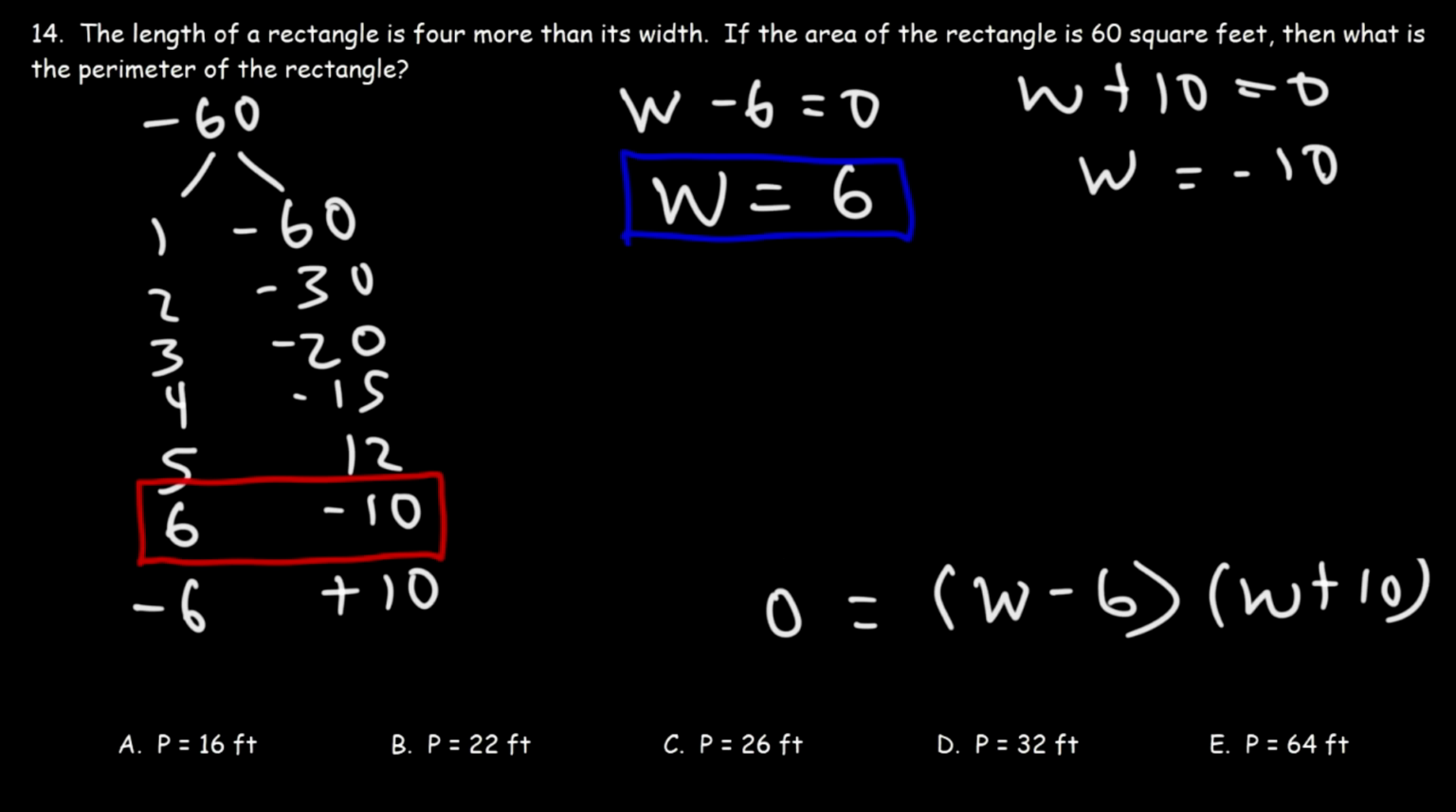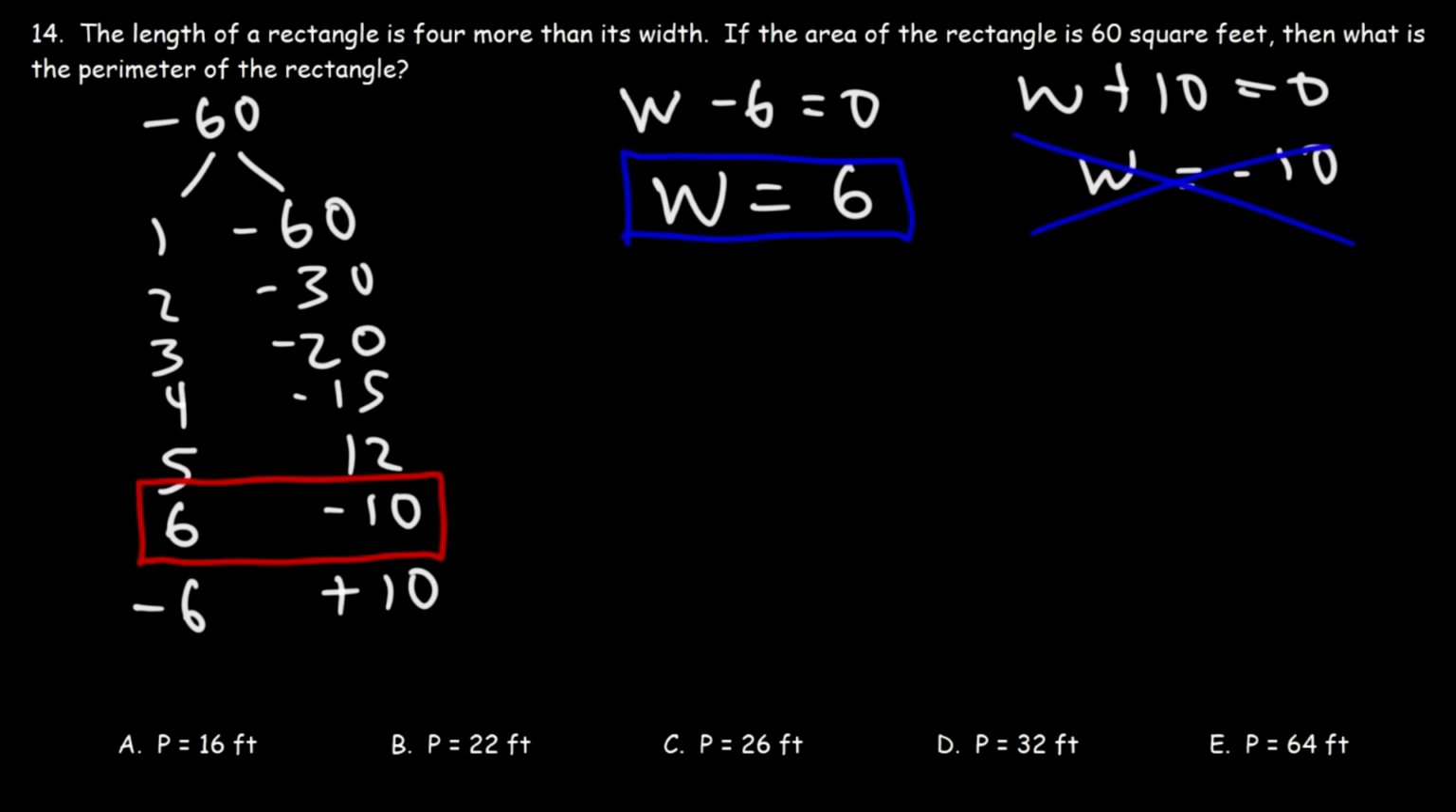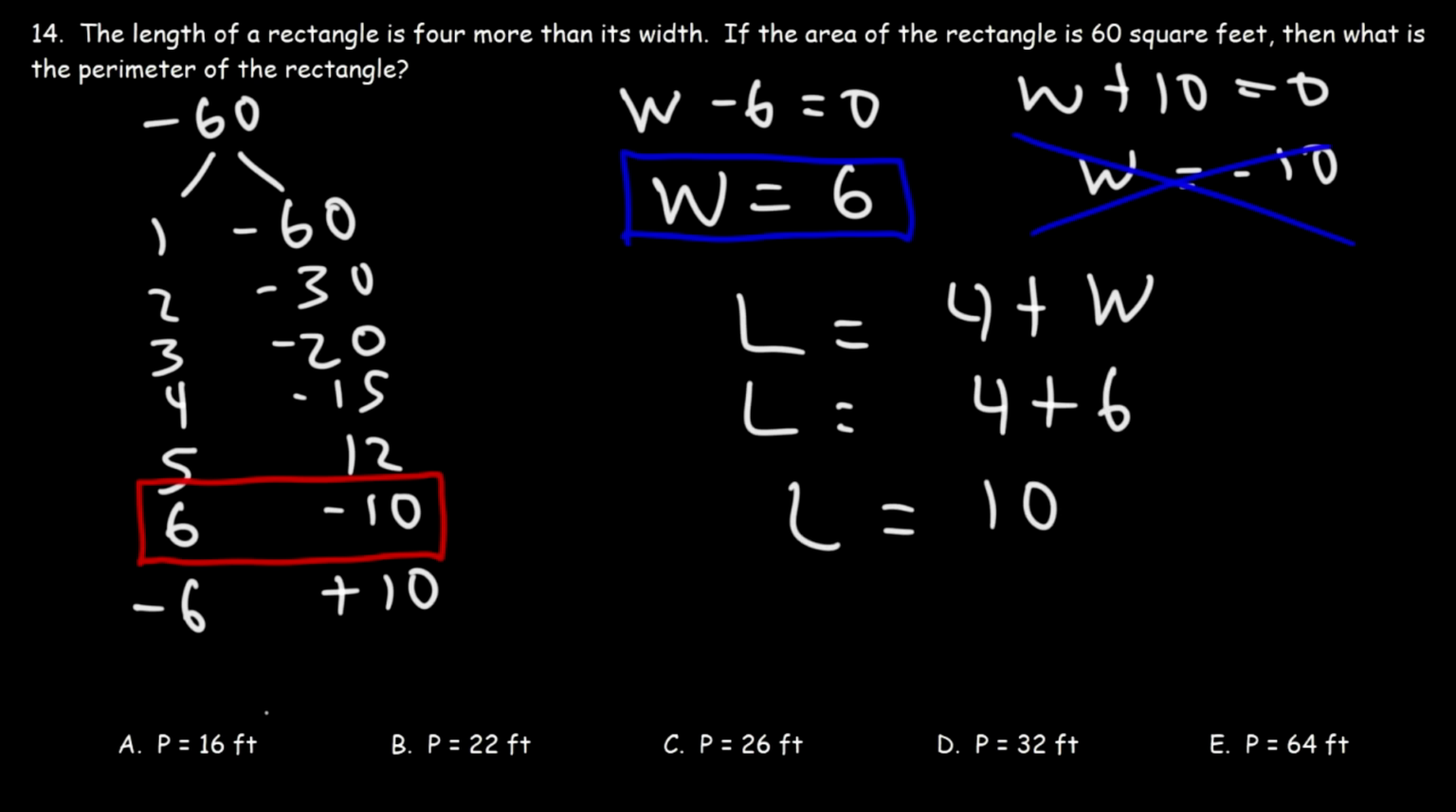But when dealing with a real-life geometric shape, we're not going to have a negative number to represent the length of, let's say, the width of the rectangle. So this won't apply. The width can't be negative 10. That wouldn't make any sense. Now recall that the length is 4 more than the width of the rectangle. So it's going to be 4 plus 6, which means the length of the rectangle is 10.